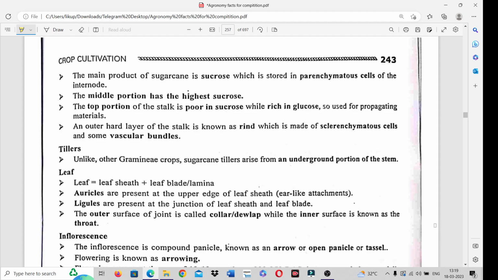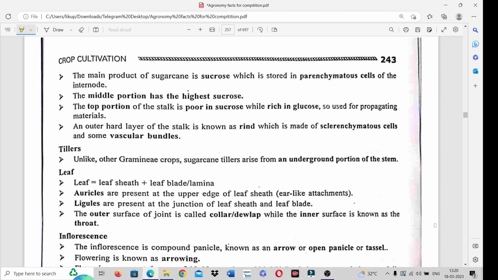The middle portion has the highest sucrose. Then the top portion of the stalk is poor in sucrose and rich in glucose, so it is used for propagating materials. Then the outer hard layer of the stalk is known as rind, which is made up of sclerenchymatous cells and some vascular bundles.